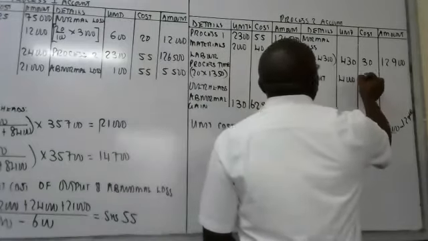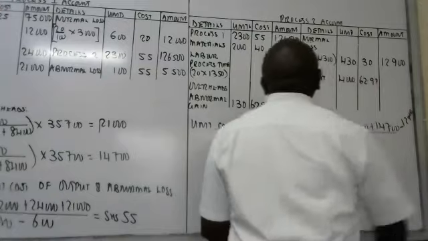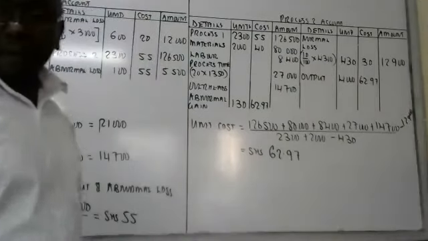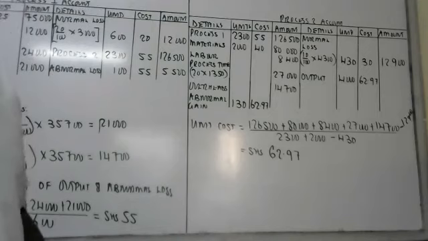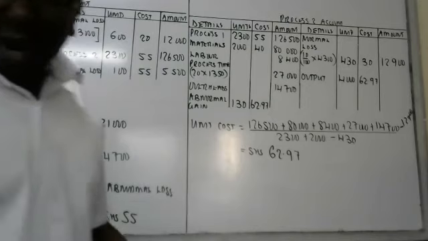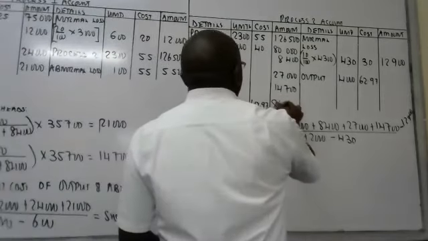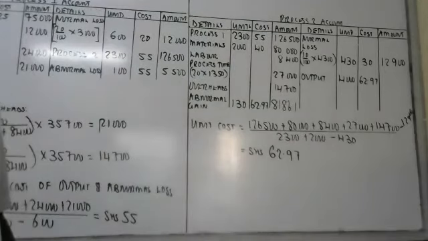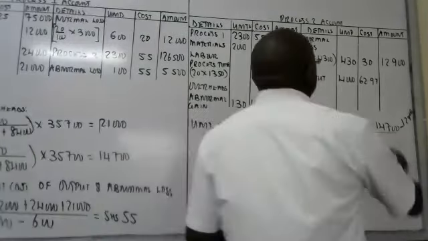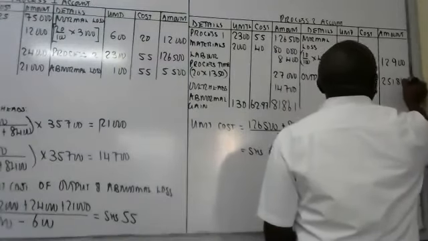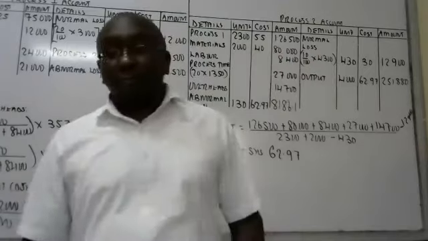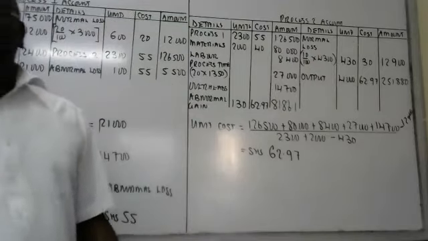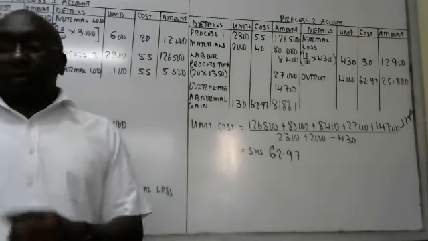Put it there and also put it here. And then we multiply. You will say 130 times 62.97, that is 8,186.1, and then on the other side, 4,000 times 62.97, 251,880.